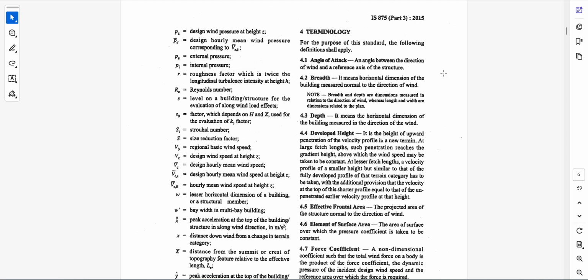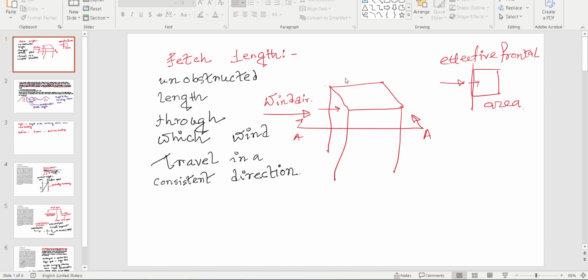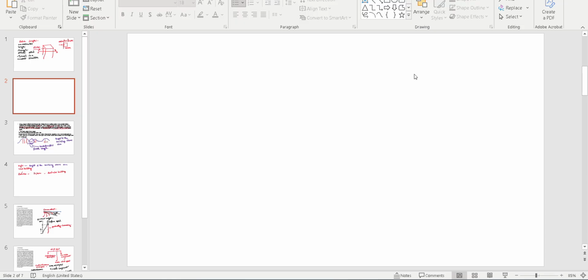Now this is the angle of attack. Now suppose there is a structure and wind is flowing this direction. This is the perpendicular direction. This is 90 degree.